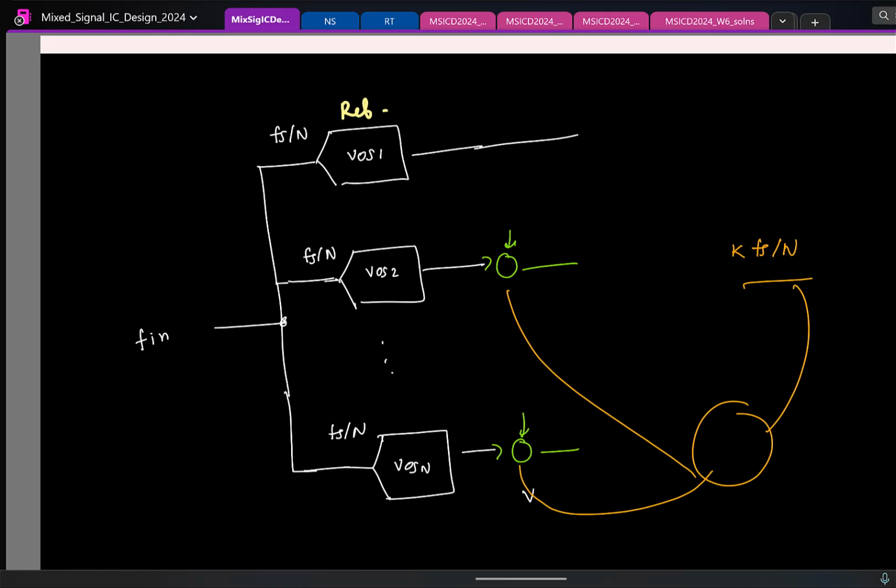Good. So that's what I wanted to discuss on time-interleaved ADCs. To summarize, the idea is the following. If you have an ADC operating at Fs by n, and you want to realize an effective ADC running at Fs, the principle is to use n of them in parallel and make sure that the clocks are shifted by k times Ts, where k goes from 1 to n minus 1.